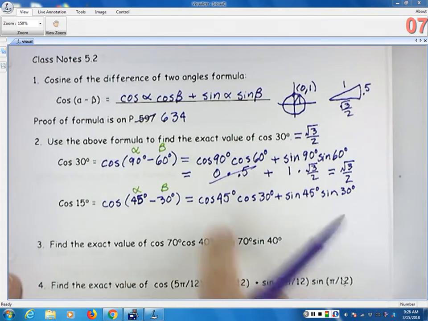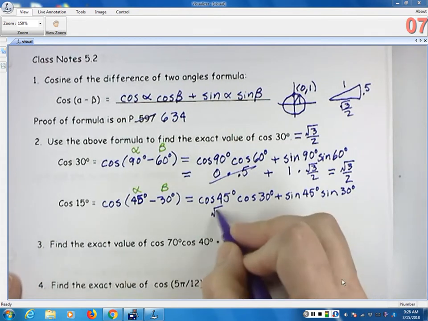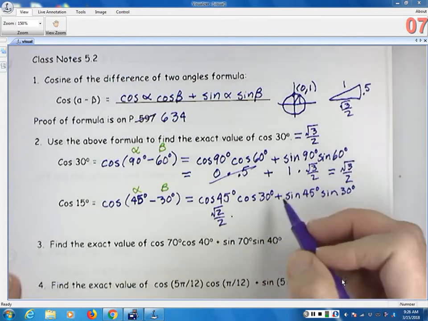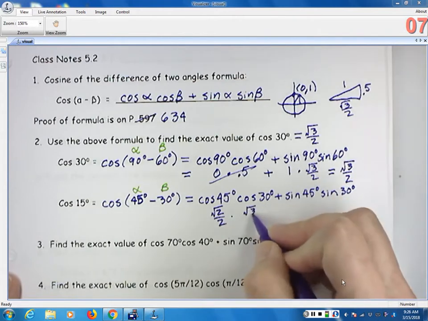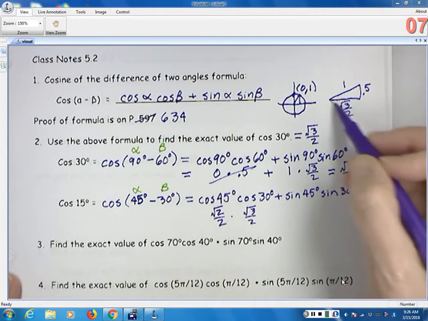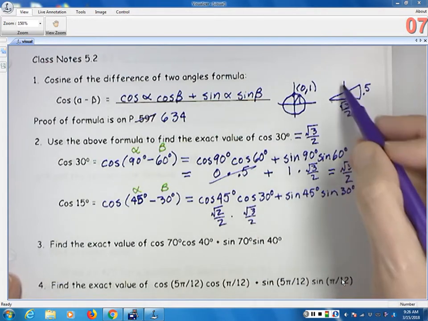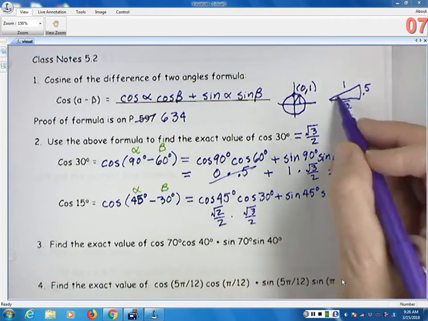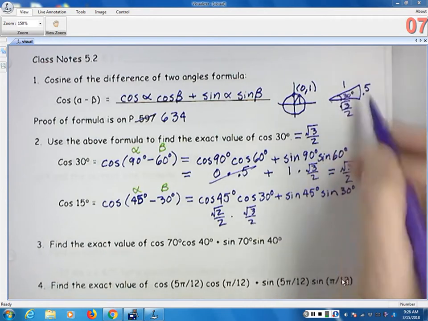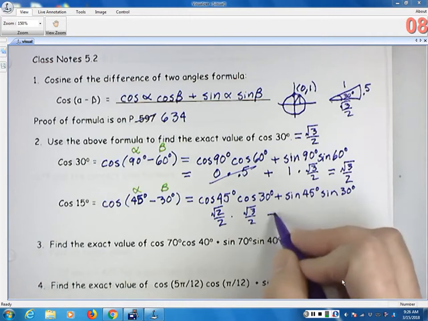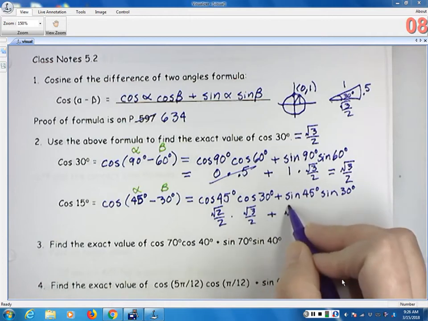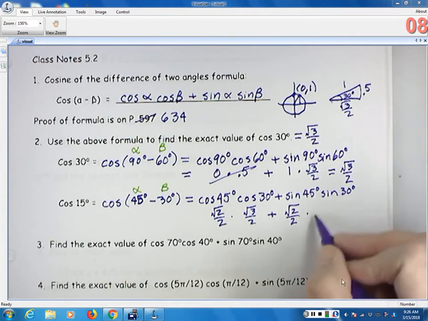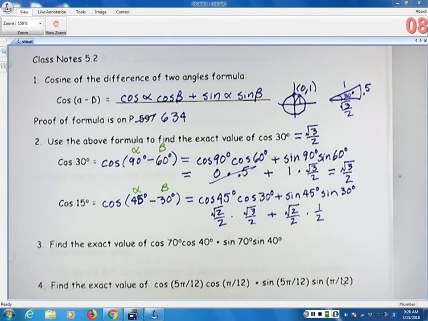Okay, so cosine of 45 is square root of 2 over 2. Cosine of 30 degrees is square root of 3 over 2. Adjacent over hypotenuse. This is 30 degrees. So I sketched that so I could remember these. Sine 45, I know, is square root of 2 over 2. Sine of 30 then is 1/2. I'll just write it as 1/2 instead of 0.5.